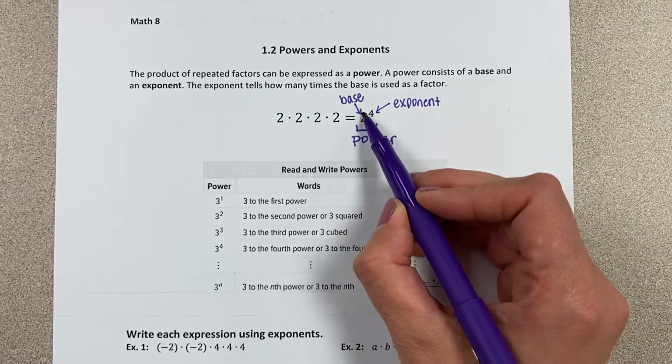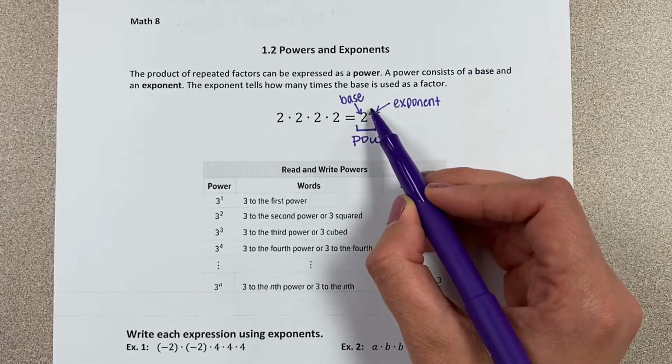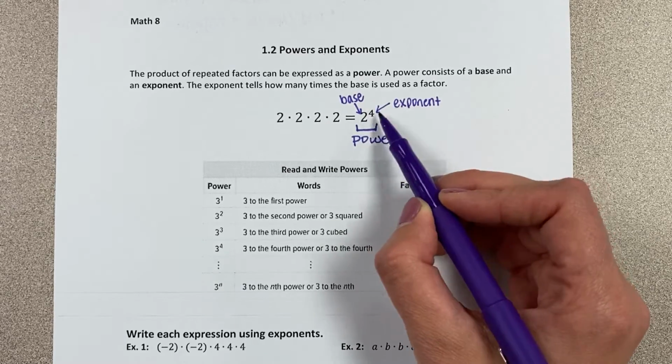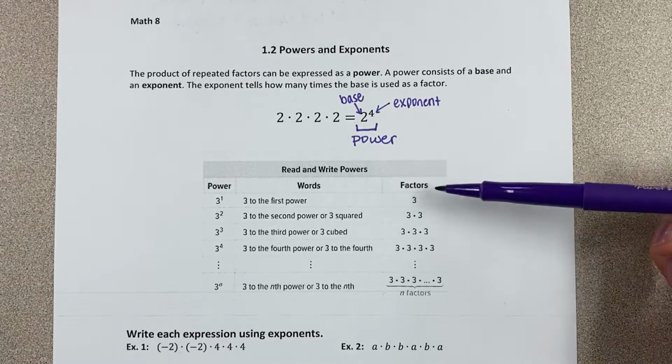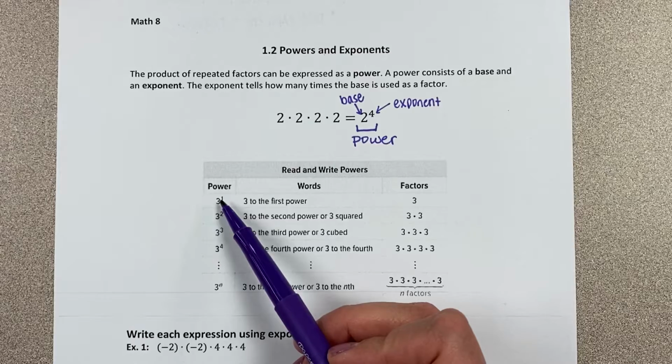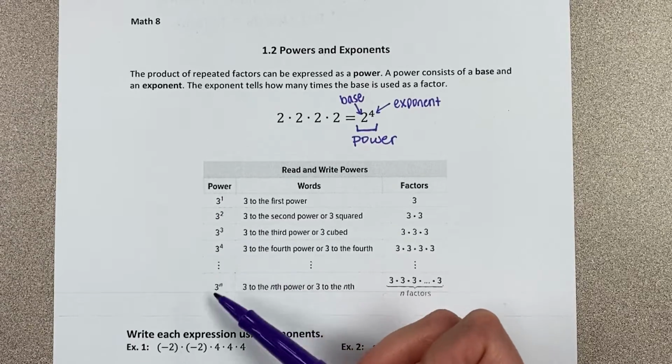The base is the large number, so 2 would be the base here. The exponent is that tiny number in the top right corner. That's the exponent. That's how many times you're multiplying the base. So if you look at the chart we have here, we have 3 with an exponent of 1, 3 with an exponent of 2, and on and on and on.